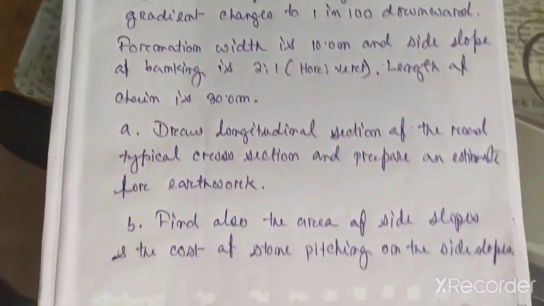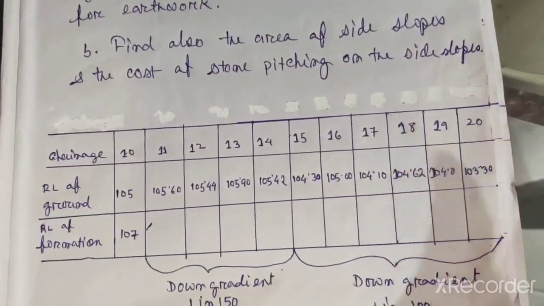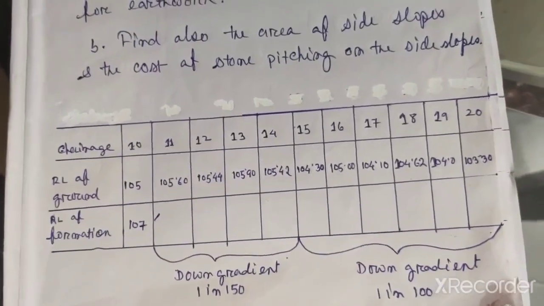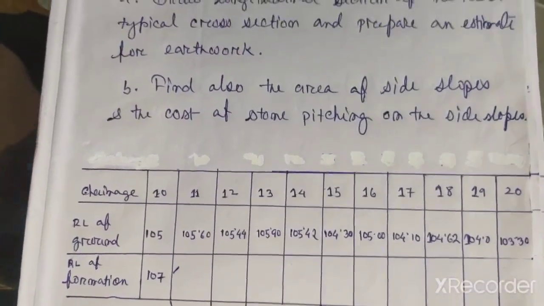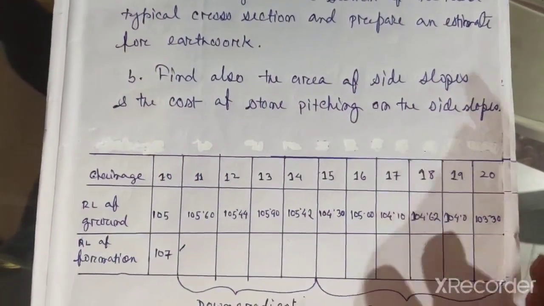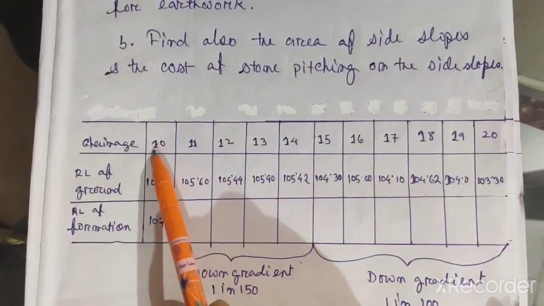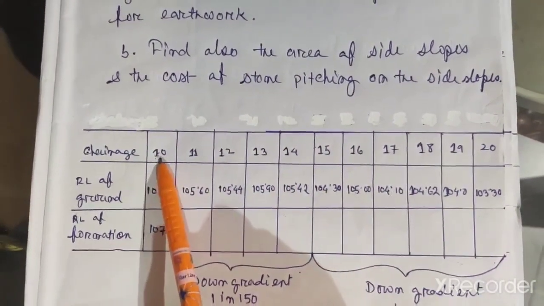Reduced level, that means RL. We all know what is RL. We have already studied about reduced levels or RLs in our surveying part 1 subject. So the reduced levels, or the RLs, of ground are given in this question from chain 10.